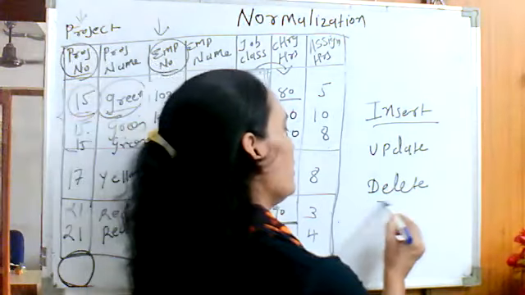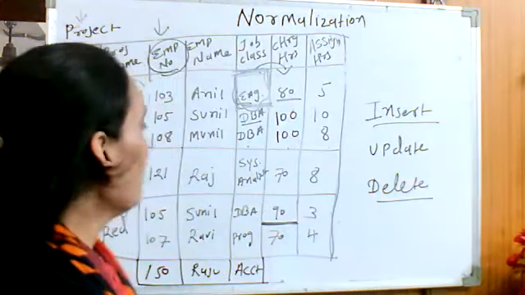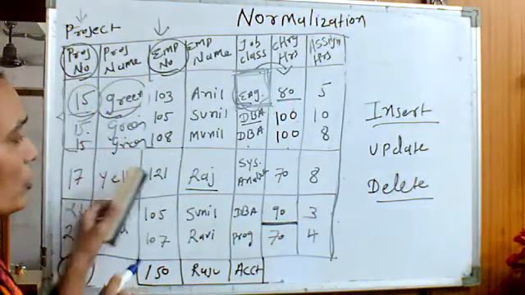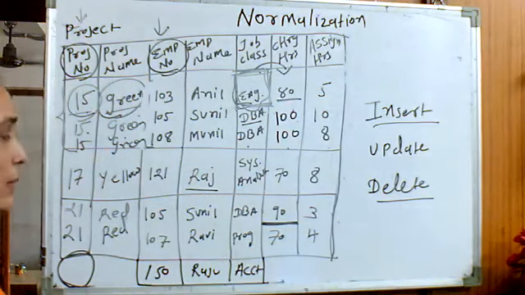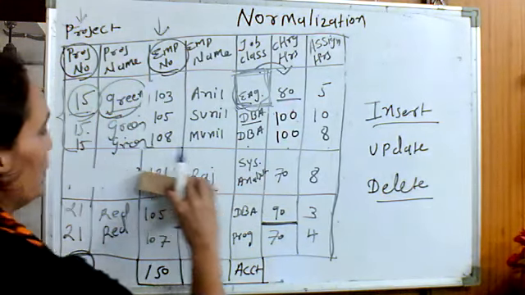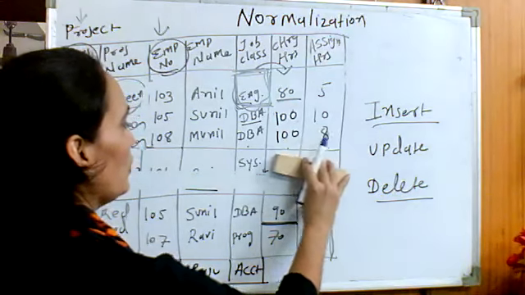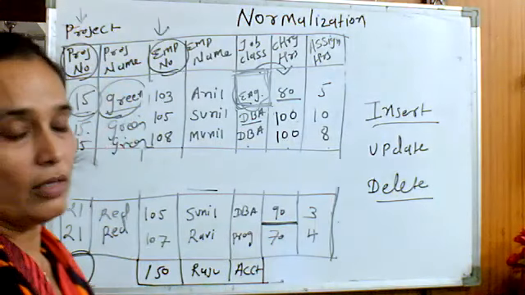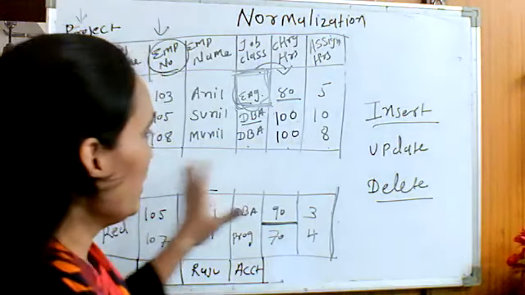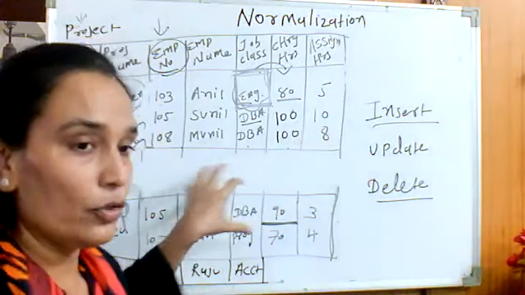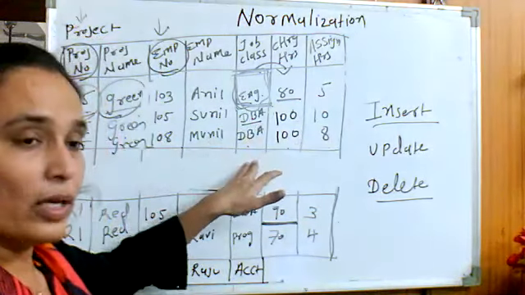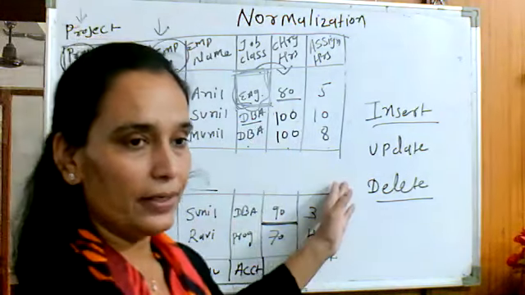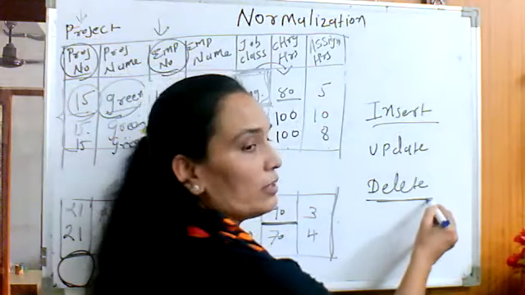The next problem is the delete problem. For example, we have one employee, Raj, who is going to leave our company. Means he is leaving his job. Then I have to delete this data. When I delete his record, I have deleted all the information related to Raj plus his job class plus project name, everything will be deleted. So it is called deletion problem.